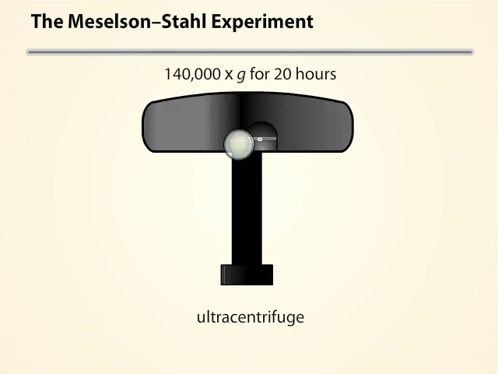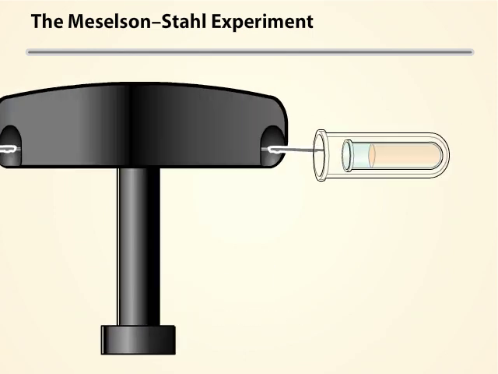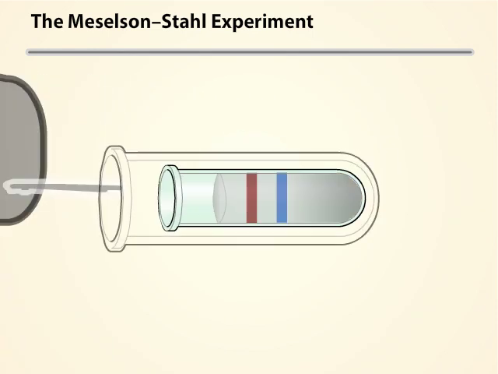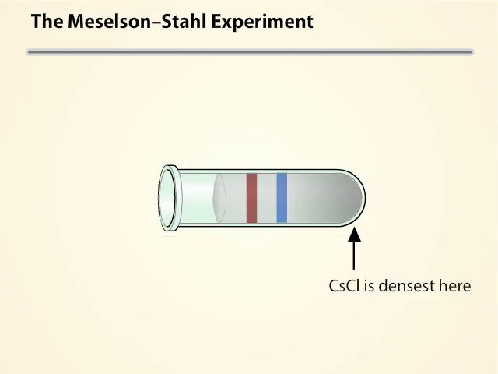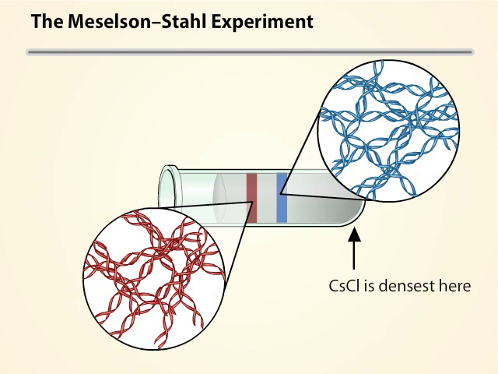At this high speed, cesium ions have a tendency to sediment toward the bottom of the tube, forming a higher density solution at the bottom compared to the top. Other substances, such as the DNA, move to the position within the tube that matches their own density. The DNA with a heavy isotope of nitrogen migrates farther down the tube than the light DNA.